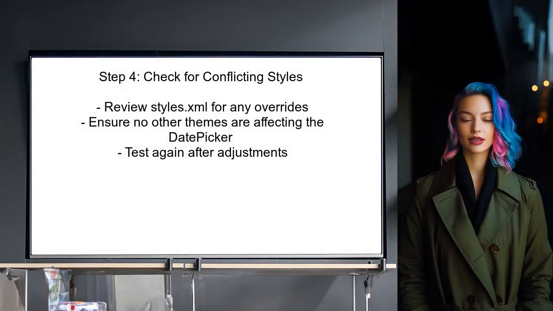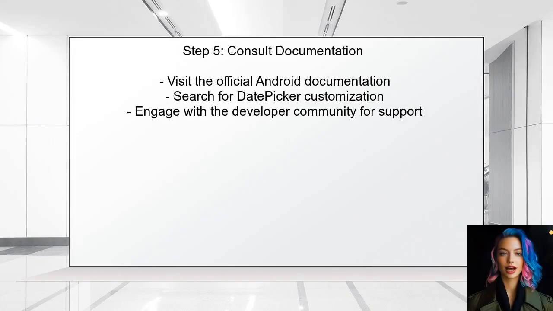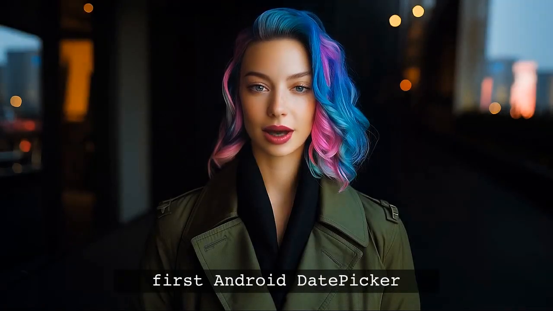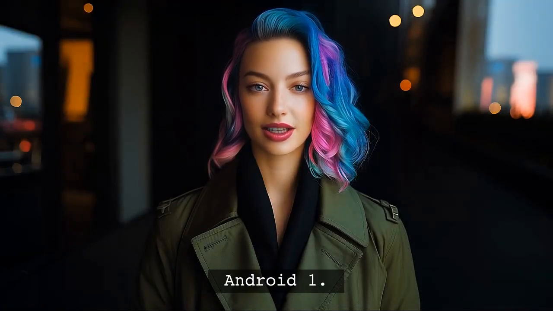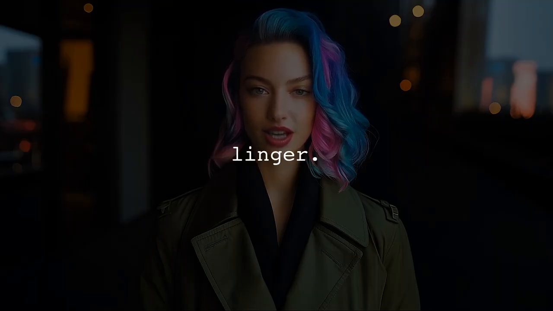If the dialog still does not appear in spinner mode, the user should check for any conflicting styles or themes that might override their settings. Ensuring that no other styles are applied to the date picker is essential. Finally, if the user continues to experience issues, they may want to consult the official Android documentation for date picker customization or seek help from the developer community. Fun fact, did you know that the first Android date picker was introduced in Android 1.0? We've come a long way since then, but some issues still linger.